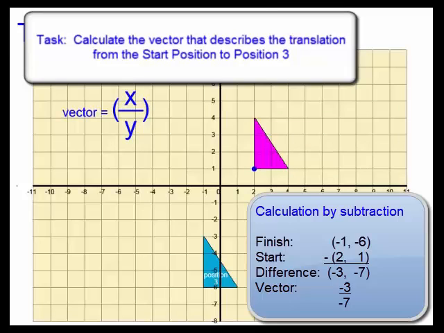Here we want to move the original shape to position 3. In moving the original triangle to position 3, we have to move the triangle 3 places to the left. This means we reduce the value of the x by 3 units. So the value of x in our vector is -3. Similarly, to arrive at our new y position, we have to reduce the value of y by 7 units. So the value of y in our vector is -7.